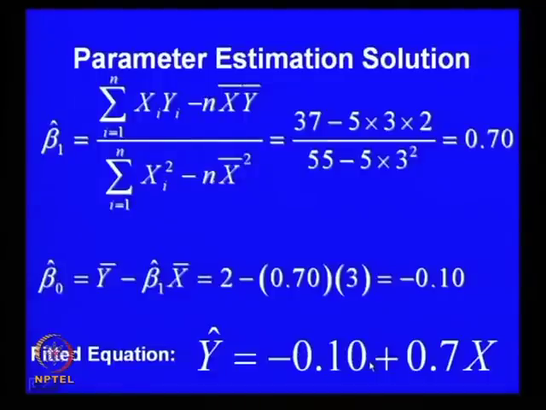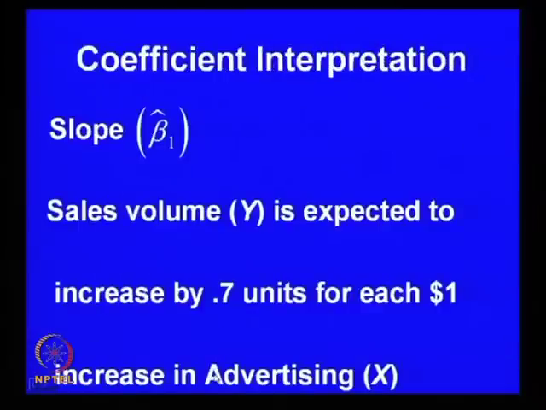Now, what is the interpretation of this regression coefficient beta 1? So, it says that the expected value of the response variable, or expected sales amount, is increased by 0.7 units for each $1 increase in advertising.